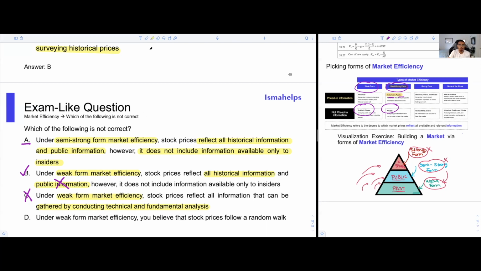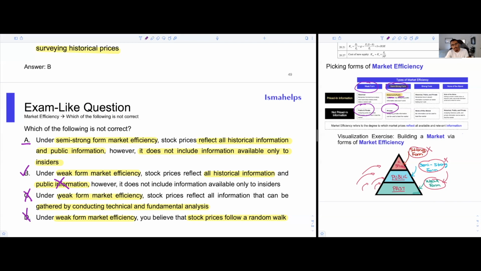Now, under a weak form of market efficiency for D, we're telling you that stock prices follow a random walk. And that's very true, because saying that stock prices follow a random walk is synonymous to saying that the price of a stock yesterday will not affect the price of a stock today. In other words, you can study all the prices of the past that you want and it will yield zero tangible takeaway for you in order to figure out what position to take on the market the next day. So for that reason, D is totally true. So that's no good, we don't want that.